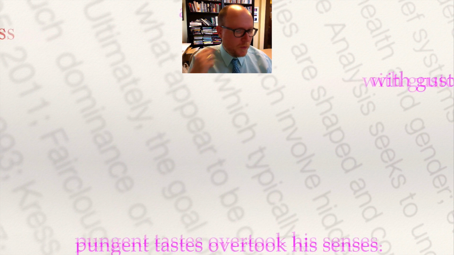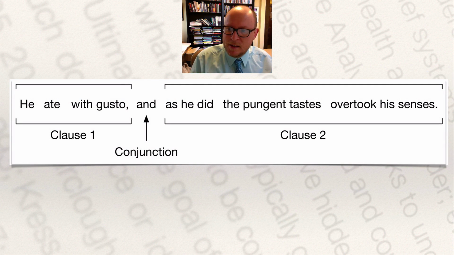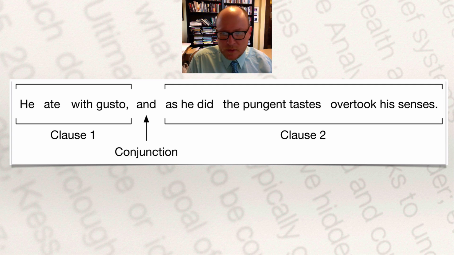So if we were going to do a sort of clause analysis, this sentence, "He ate with gusto, and as he did, the pungent taste overtook his senses," has two clauses joined together with a conjunction. Clause 1, "he ate with gusto." That is a complete proposition. It's a complete thought. It could be, if you wanted to, a complete sentence by itself. So is clause 2, "as he did, the pungent taste overtook his senses." That could be a complete sentence. We take those two and join them together with a conjunction, and that conjunction, in some senses, shows a relationship between them, an attitude, those kinds of things.